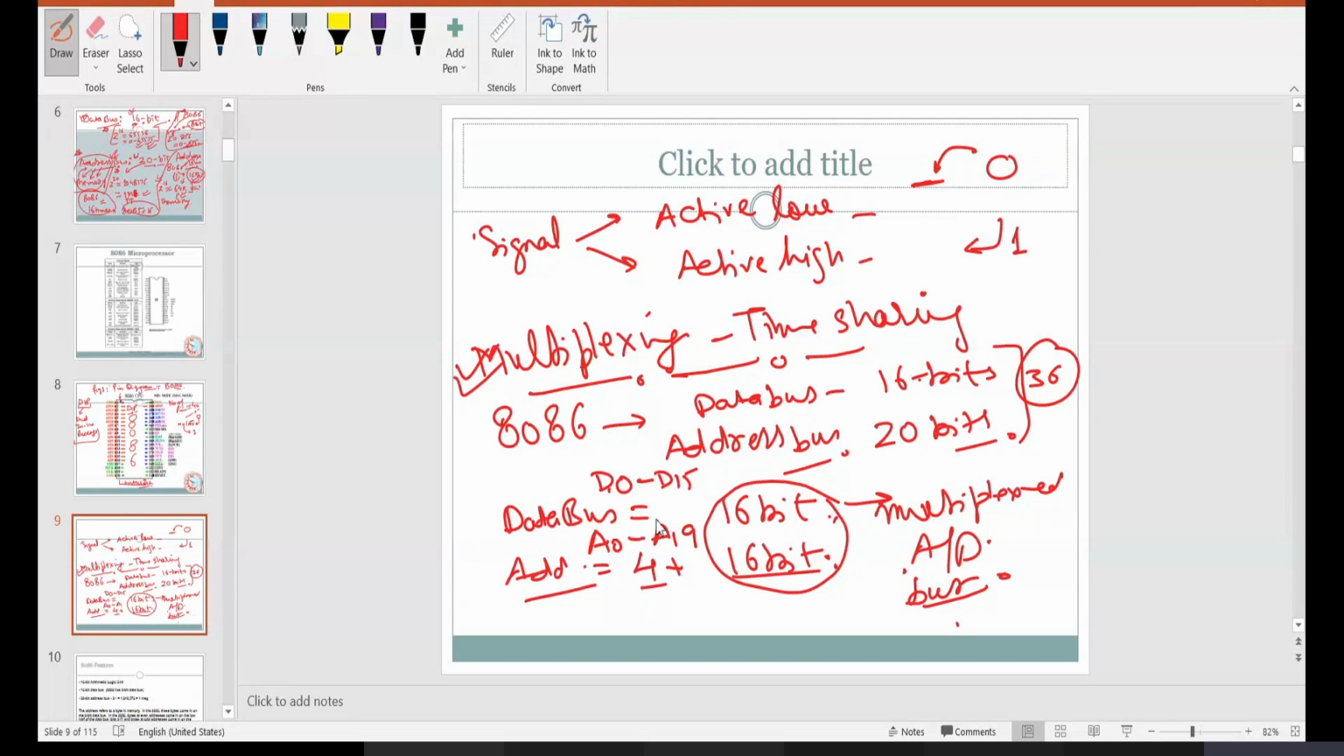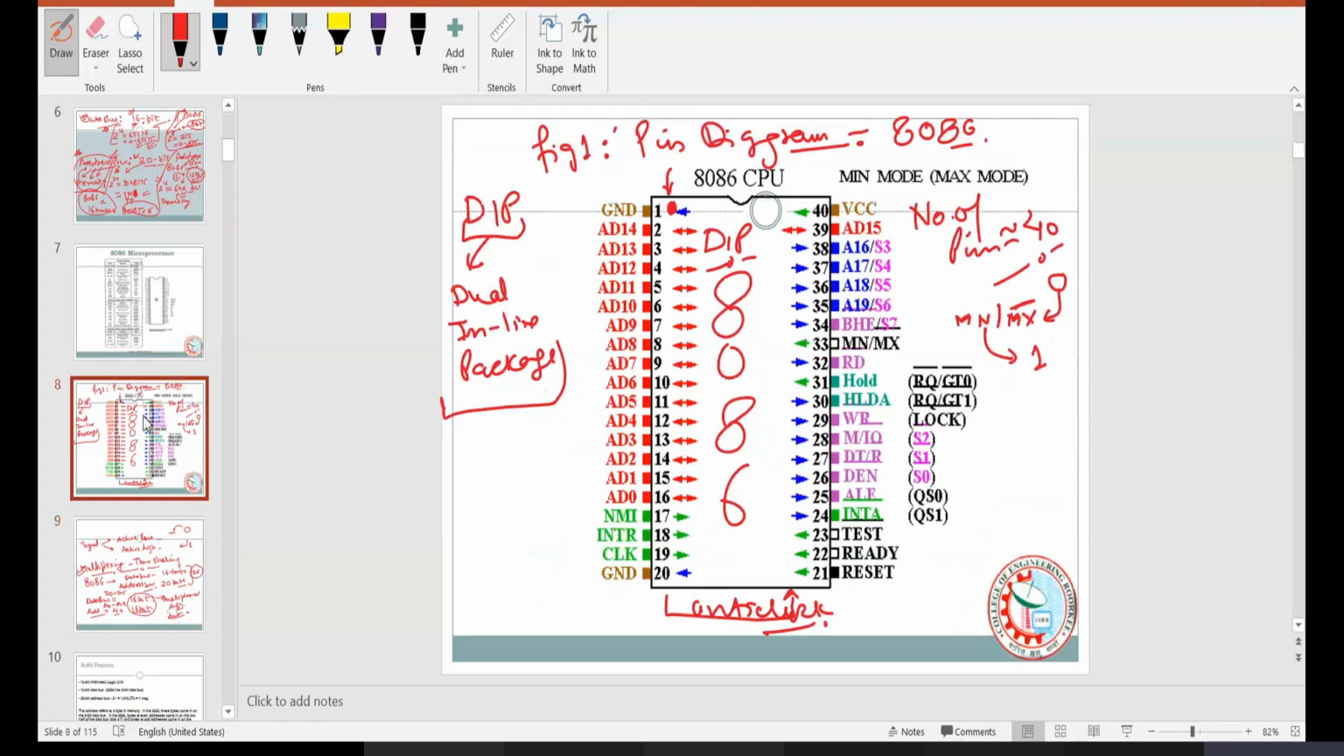Now let's get back to the pin diagram. Here you will see the actual multiplexing, how it is taking place. Now start from pin number 1. What we see is ground.